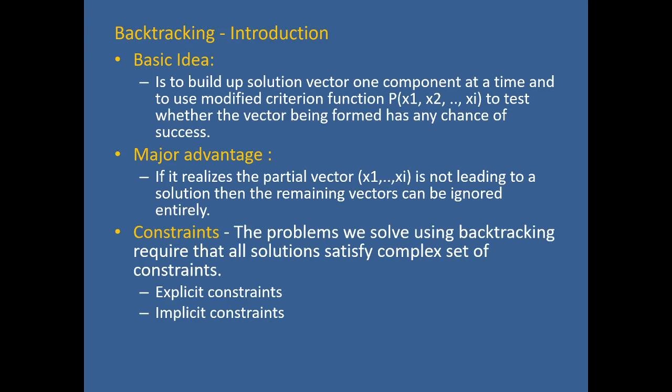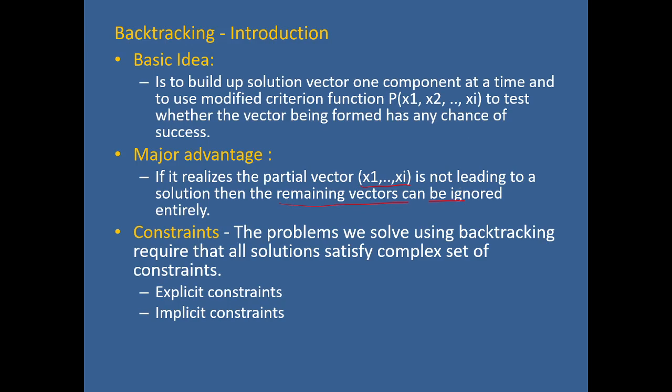We'll apply those rules and check whether that set of solution is leading us to the answer or not. So we'll check the criteria function, and if it is a good answer, we'll move forward, otherwise we'll stop there and go back. That is the basic idea. And what's the main advantage? After I construct half of the answer, the partial tuple, if it is not leading to the solution, then the remaining tuple xi plus 1 to xn can be ignored. There is no need to construct and check, right?